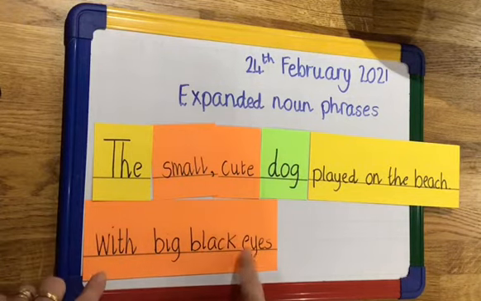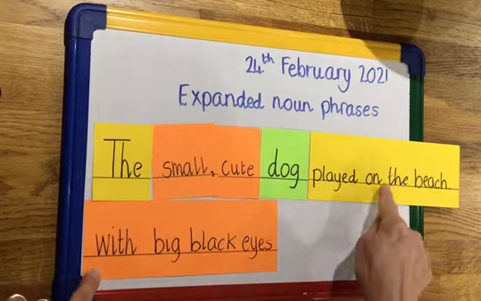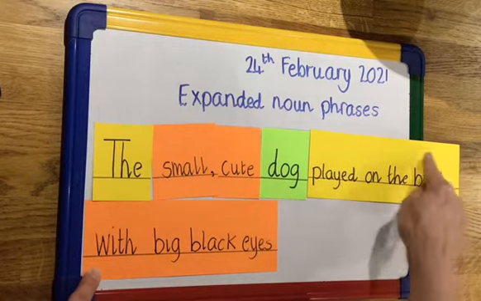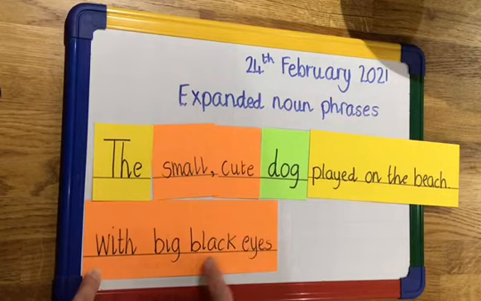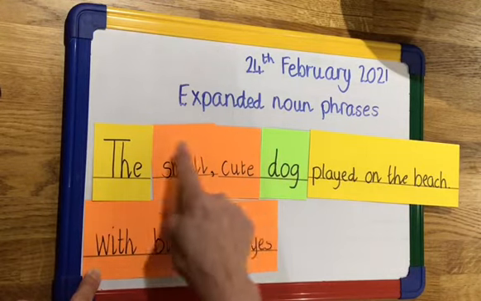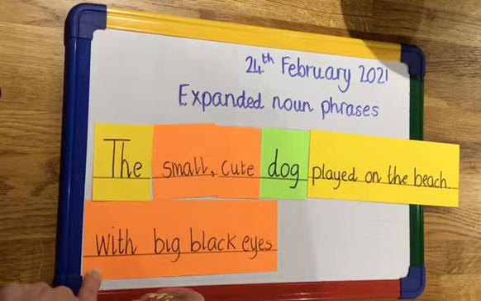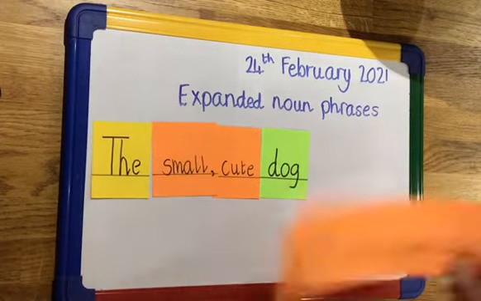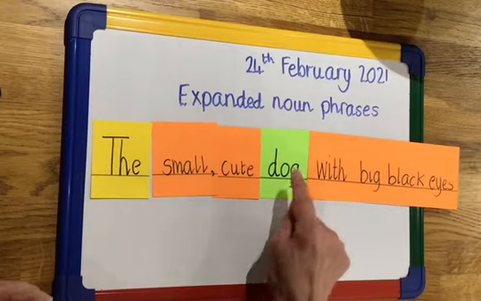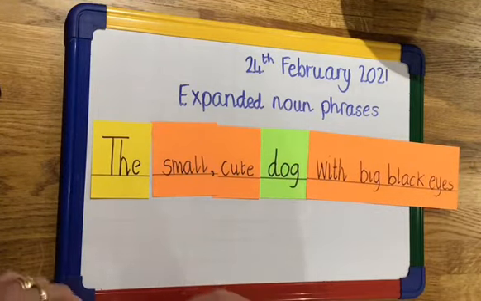That with big black eyes at the end of the sentence is talking about the beach, because it comes after this noun here. And I don't want that, children. The prepositional phrase is about the main subject of your sentence. In this case, it's the dog. So your prepositional phrase needs to come after the noun that you are describing.